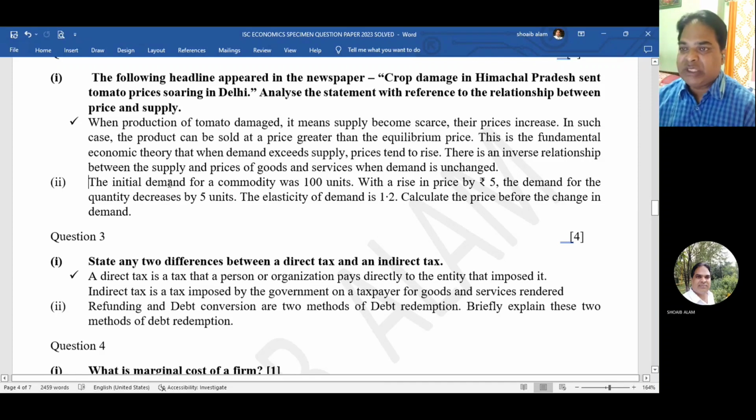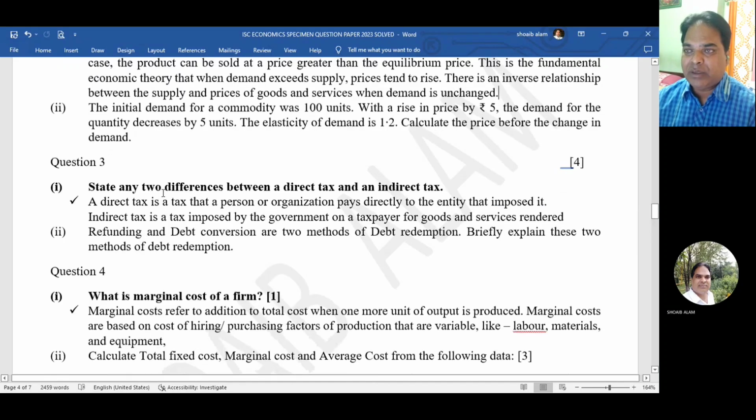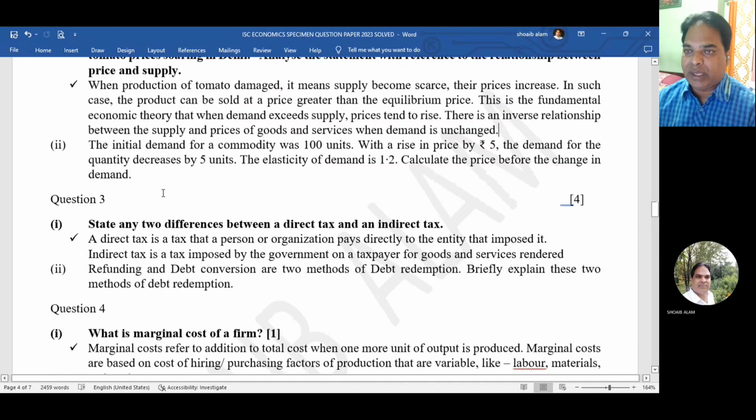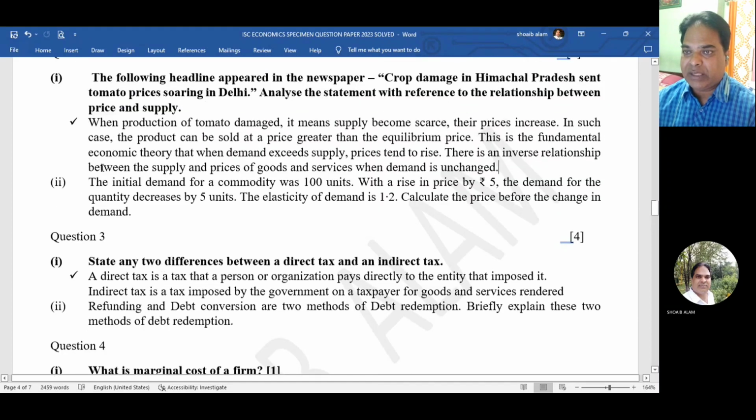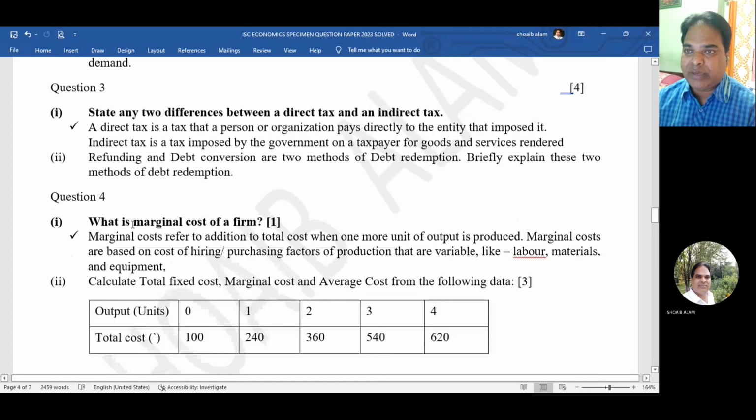Okay, the initial demand for a commodity was 100 units. When the price rises by 5 rupees, the quantity demanded decreases by 5 units. The elasticity of demand is 1.2. Calculate the price before the change in demand. So I think up to this much will be done. I have only done number 1, so this one I have missed out. So next time. Number 3.